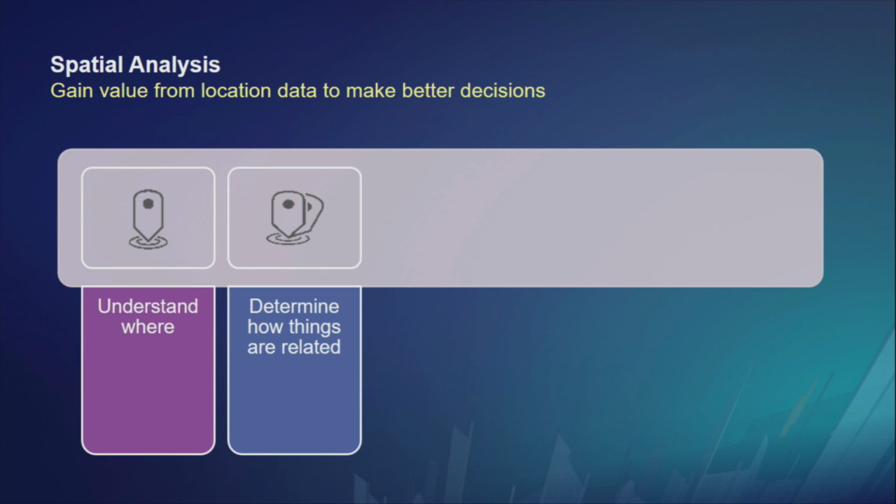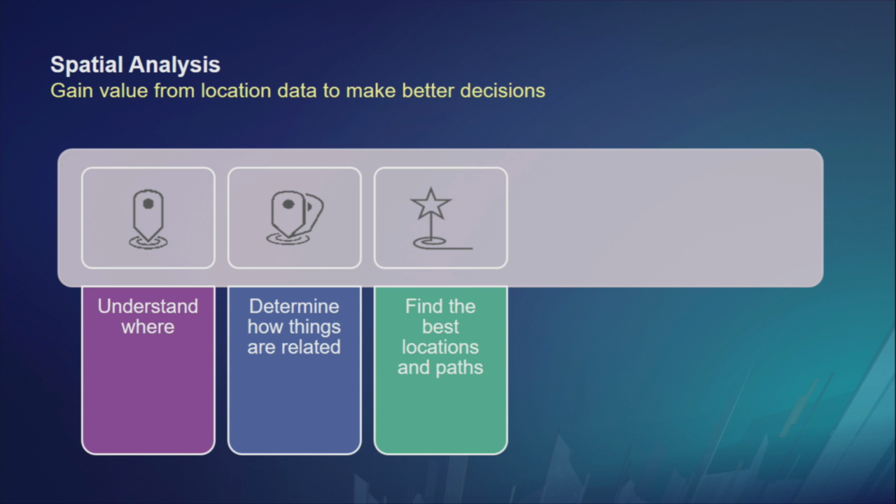Determine how things are related. This is about spatial relationships. How close are they? Are they on top of each other? Can you see from one place to another? And can you connect or access it? So proximity, intersection, visibility, accessibility. These are all about how things are related spatially.